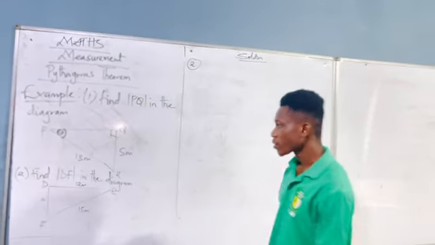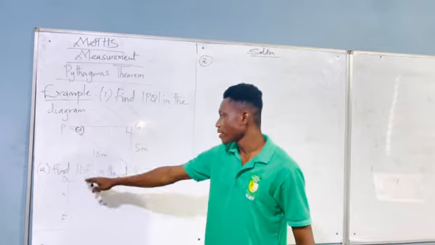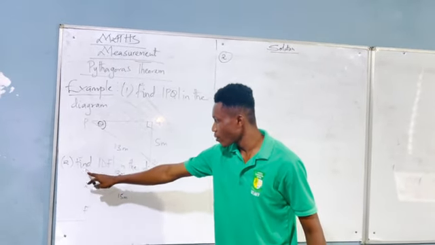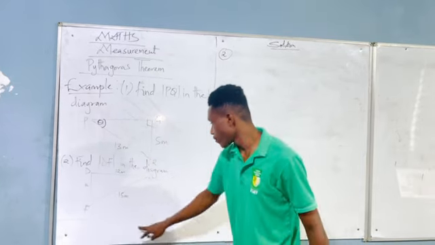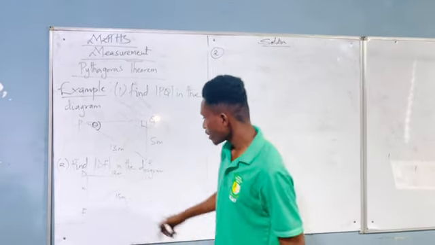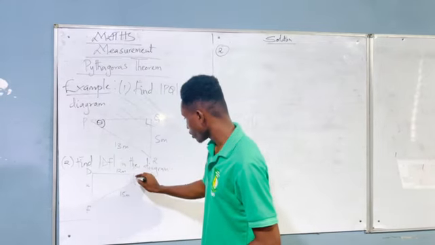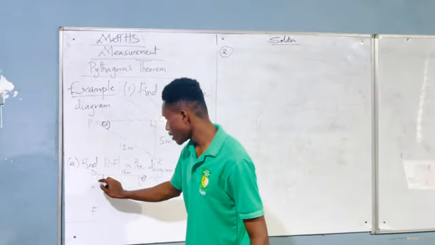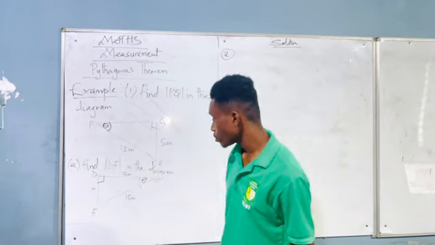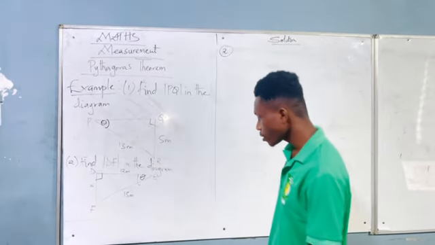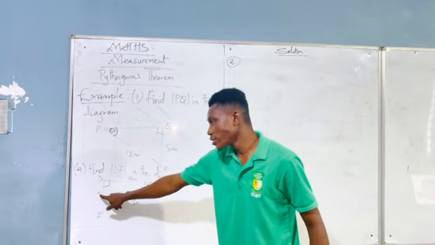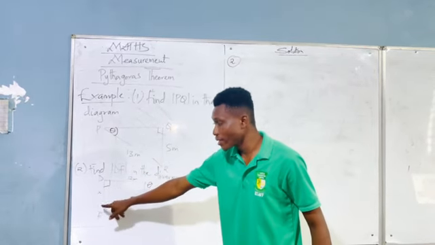Question 2. With that one, find line DF in the diagram. So here's our point D, this is our point F, and this is E, and that's our line. With this diagram, we can see our angle is this one, and our right angle triangle, our right angle is also this one.